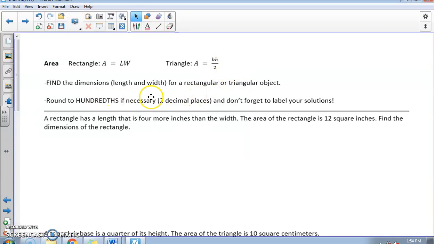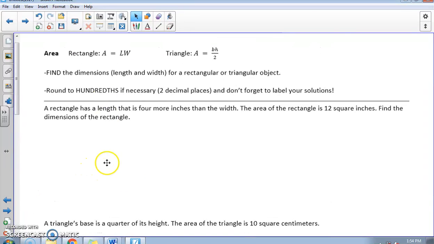So we're going to be asked to find the dimensions, both the length and the width, for rectangular or triangular objects. Other than this example that I'm going to be doing at the bottom, we're going to still round to our hundredths if it's necessary, which is 2 decimal places again, and don't forget about labels.